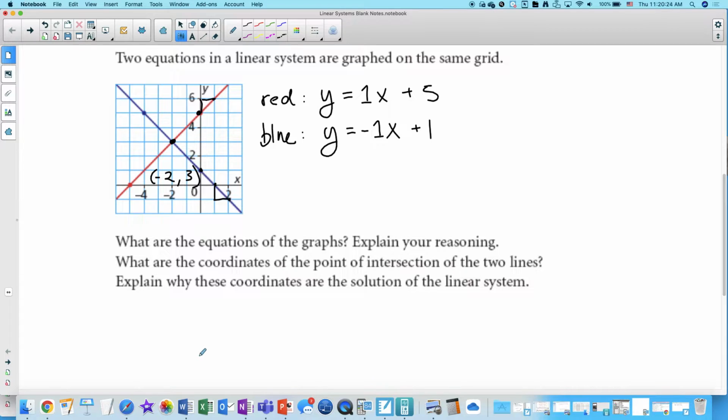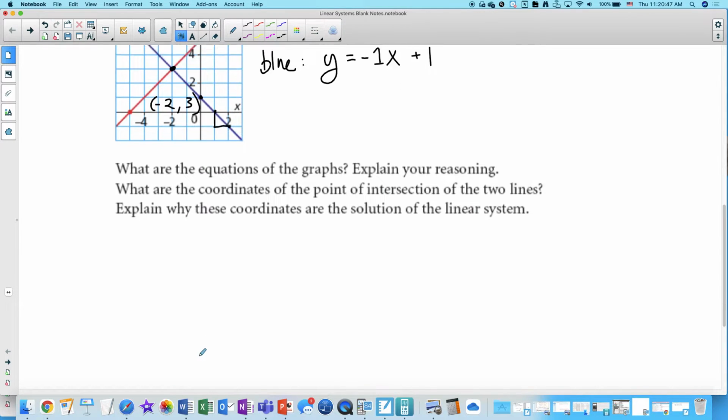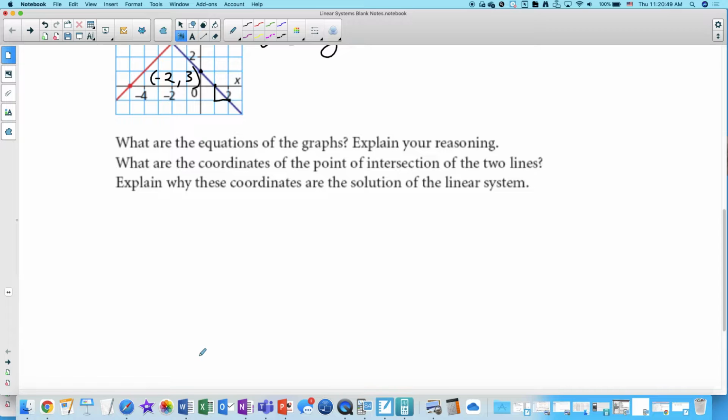Yes? Because it has to work for both equations, and that's the only point that is on both lines. Yep, so it is the point of intersection. So that's true, it falls on both lines. We can also show that when we plug -2 in for x and 3 in for y, the left side is equal to the right side, okay? So there are sort of 2 explanations here. Falls on both lines.